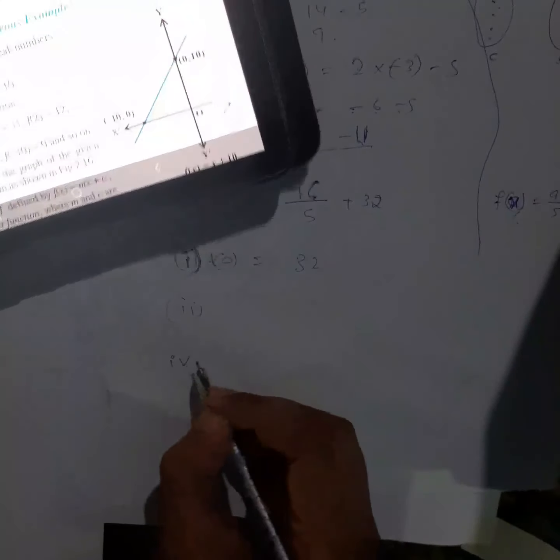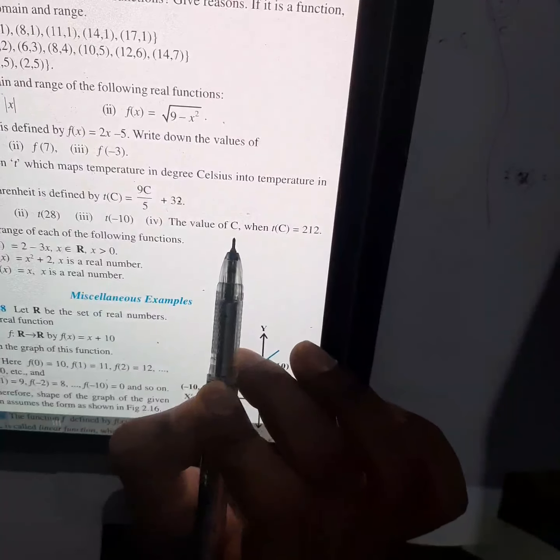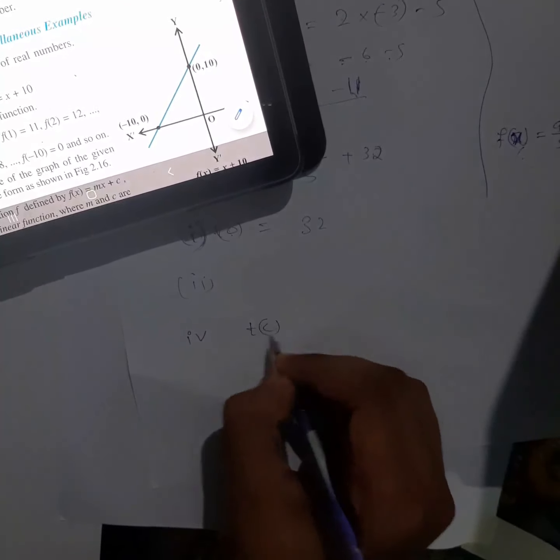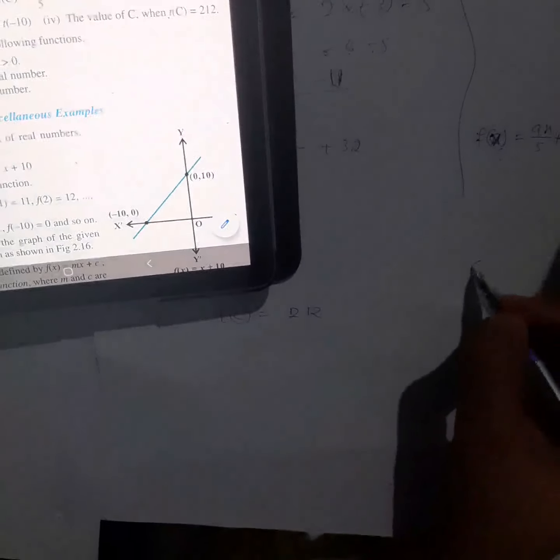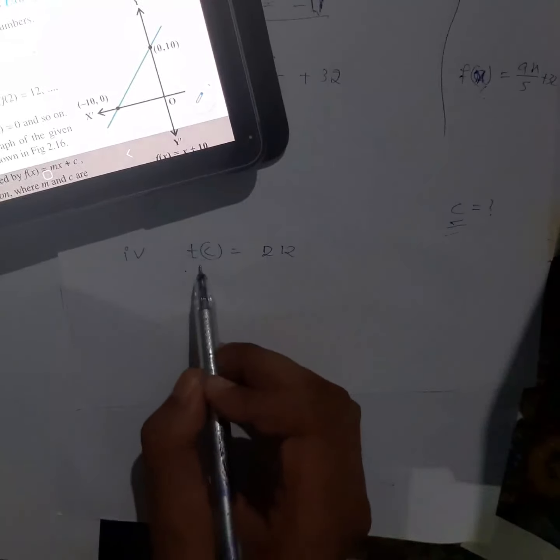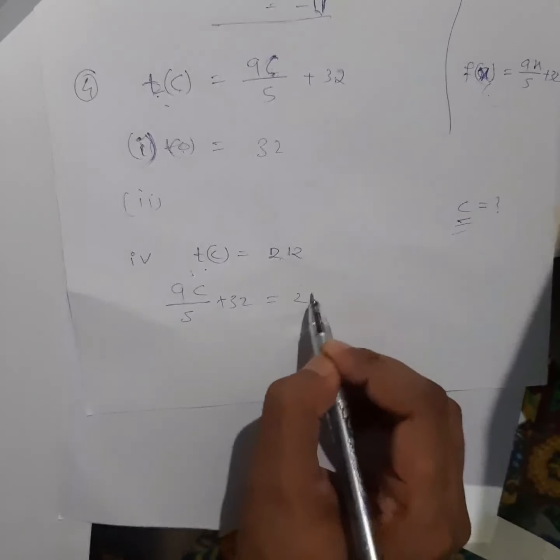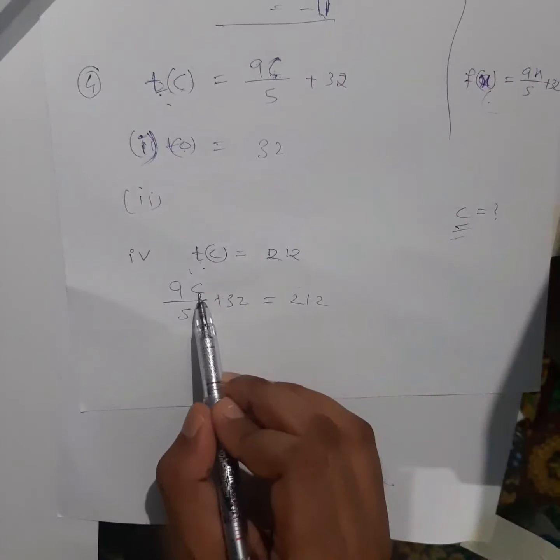I will do number 4, okay? So in question number 4 you have to find out the value of c when t of c is equal to 212. So to find c, we need one equation of c, right? So we have the equation. In this t of c, can I replace it with this? 9c by 5 plus 32 is equal to 212. They have given this one, right? So in this equation, you can see there is only c unknown.